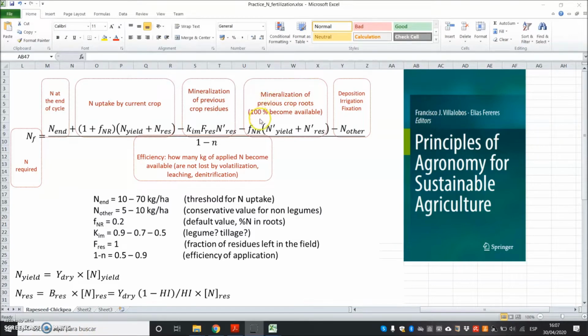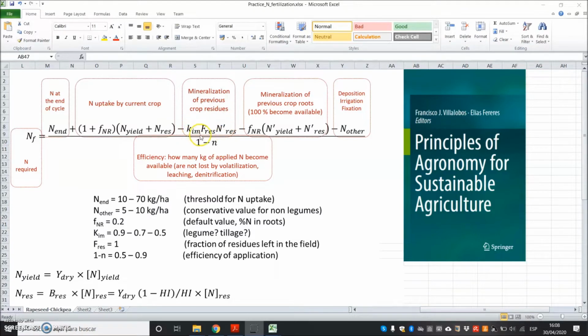For simplicity, we will be assuming that 100% of the root residues will become available. In turn, the mineralization of above ground residues will be calculated from a coefficient of mineralization, the fraction of residues that will be left in the field after the crop has been harvested, and the concentration of nitrogen in the residues of the previous crop. That's why we have this symbol here.